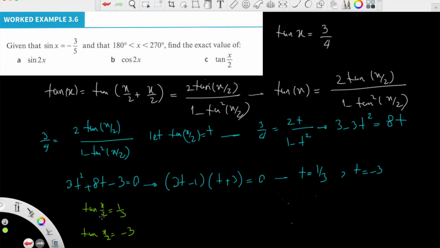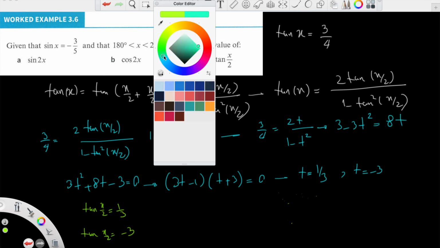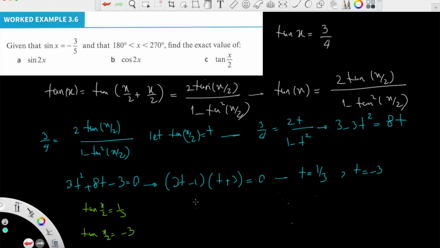Okay, so tan of x over 2 is 1 over 3 or negative 3. But which one will be correct? We know that x is in the third quadrant. x is between 180 and 270. So x over 2, I divide all by 2, will be between 90 and 135. It means that x over 2 is in the second quadrant.